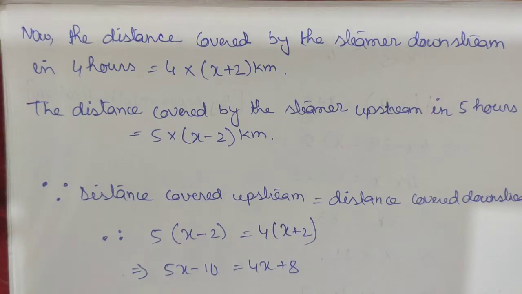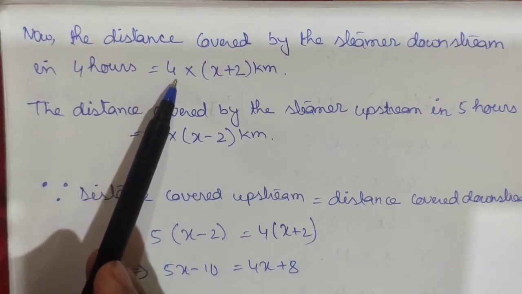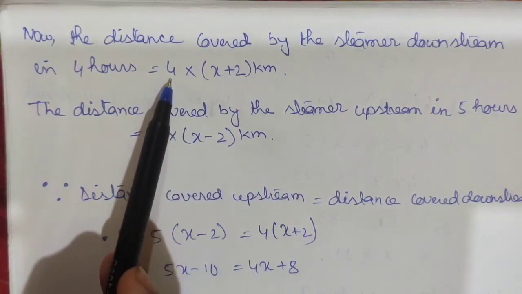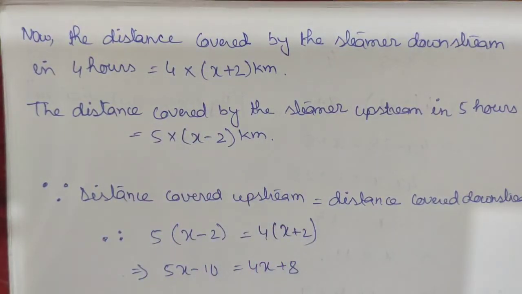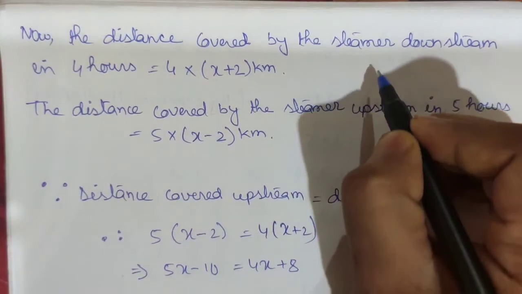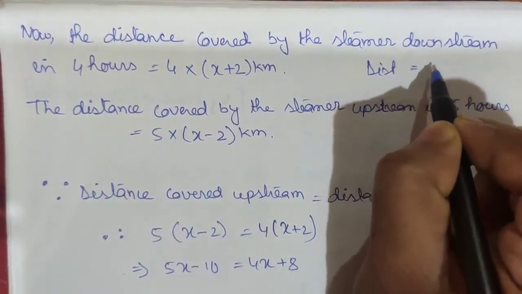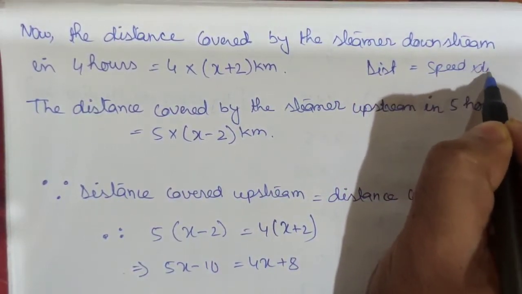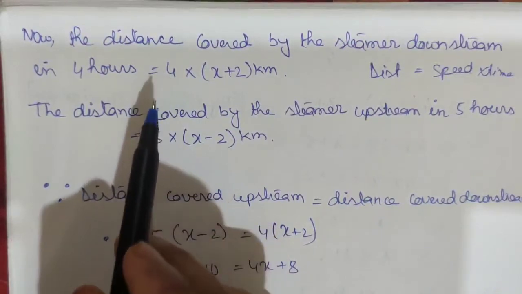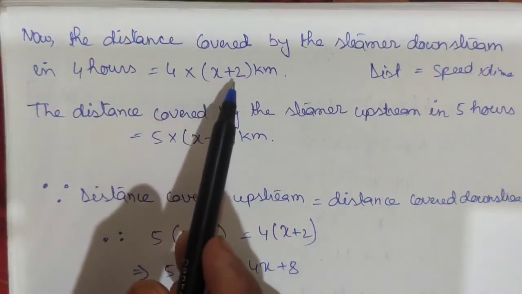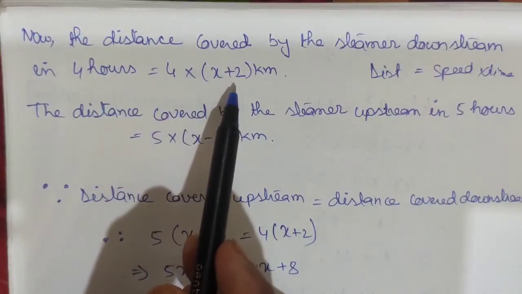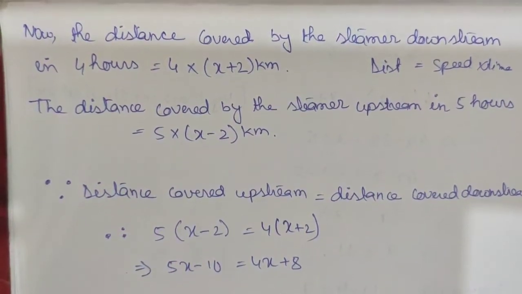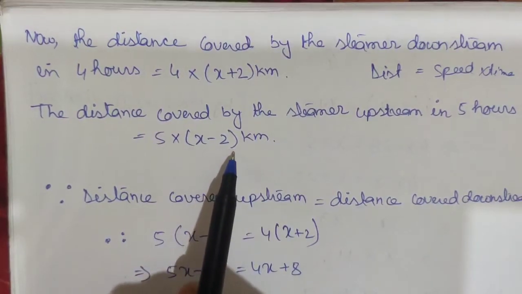Now the distance covered downstream and the distance covered upstream is the same, right? And we have a formula: distance is speed into time. Now the distance covered downstream is how much? Speed is x plus 2 and time is 4. So distance equals speed into time. The downstream distance is 4 into (x plus 2), and the upstream distance is also 5 into (x minus 2) kilometer, right?